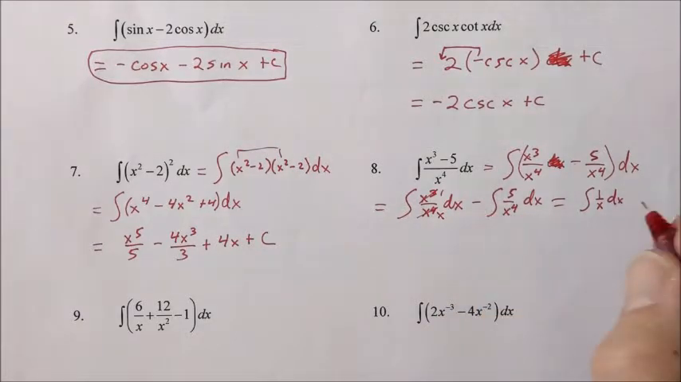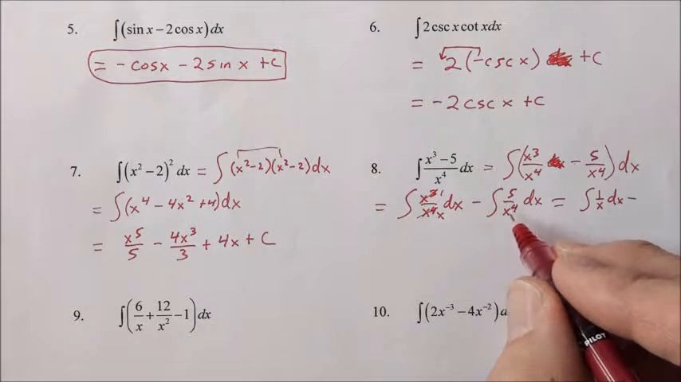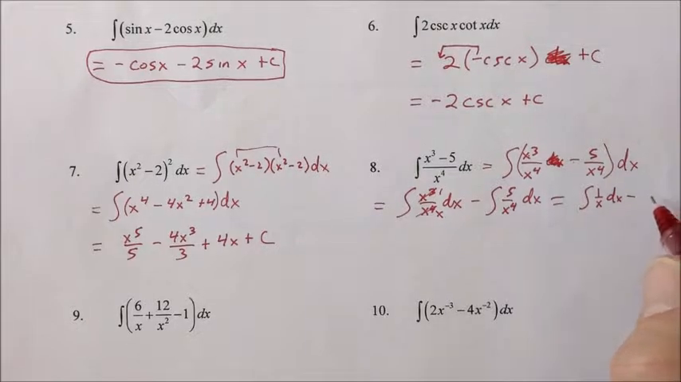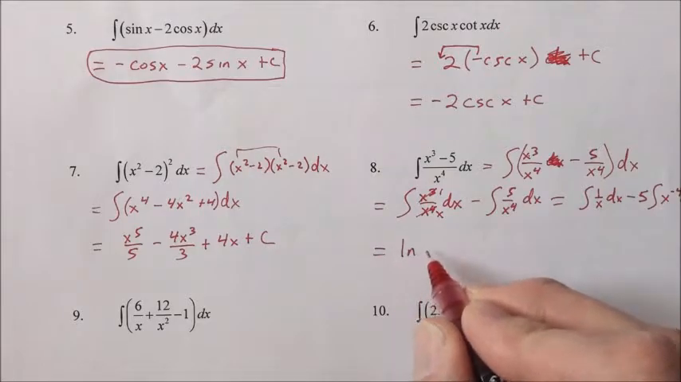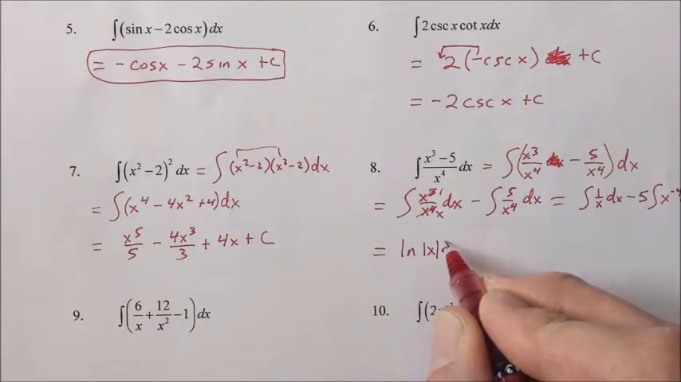Then our minus sign. And now we have 5 over x to the 4th, which is the same thing as 5x to the negative 4th. So let's pull that 5 out front, and then we have x to the negative 4th dx. Now we're ready to do our antiderivative. This first one is the natural log of the absolute value of x plus c.